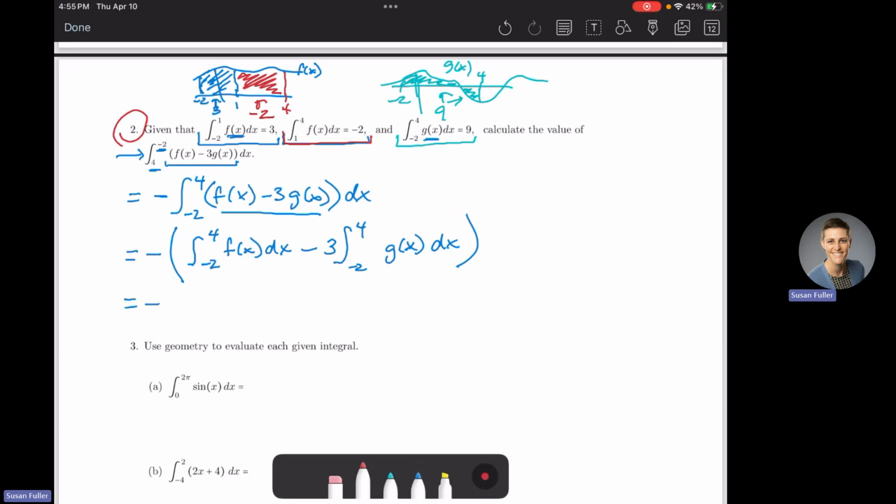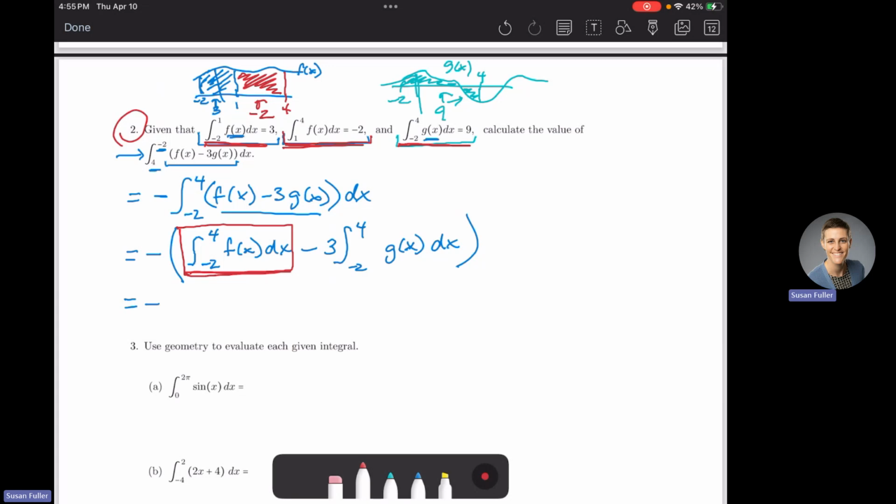Let's start with this one: the integral from negative 2 to 4 of f of x dx. This is the area under f from negative 2 to 4. Well, I don't have the integral from negative 2 to 4. I have the integral from negative 2 to 1 of f, and I have the integral from 1 to 4 of f, but I don't have the integral from negative 2 to 4 of f. I only have negative 2 to 4 of g. So how am I going to figure out what the area under f from negative 2 to 4 is?